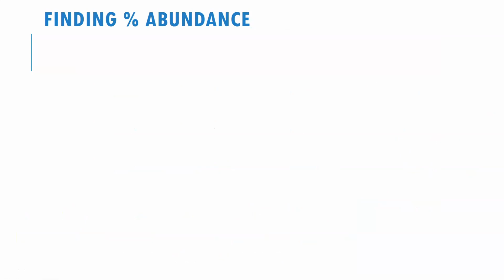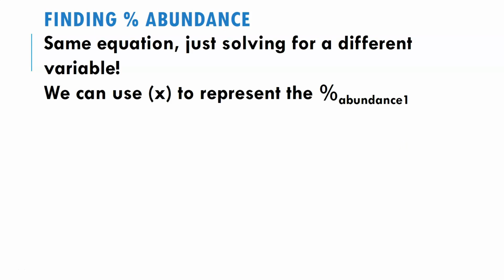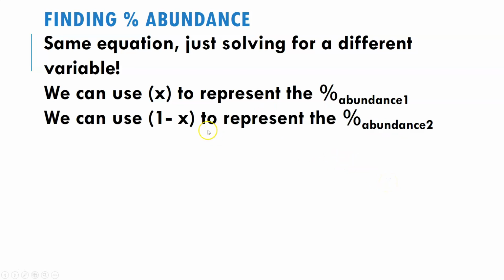One thing that's a little bit trickier is that we can actually find the percent abundance by using a little bit of algebra. We're going to use the exact same equation, where it's mass times percent abundance plus mass times percent abundance, but because we don't know the abundance, we're just going to put in X. Now, for the second isotope, if we don't know that either, instead of a number we're going to put 1 minus X.